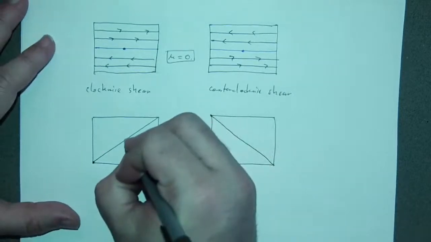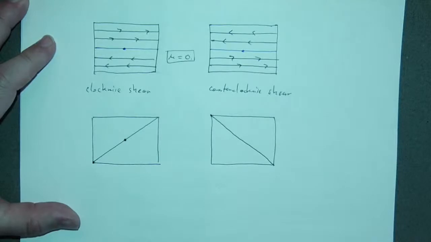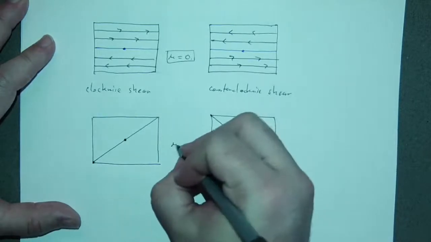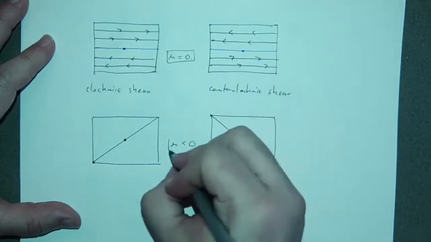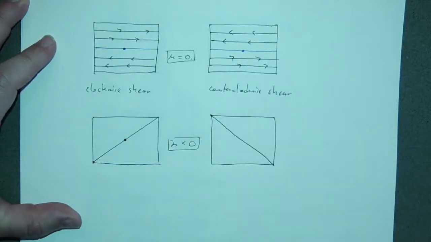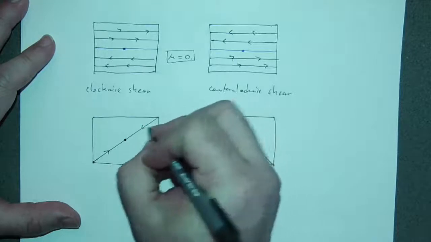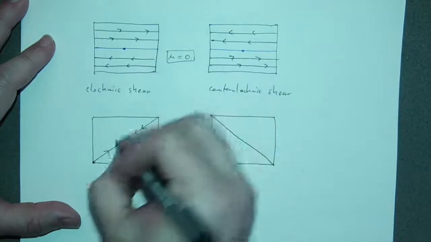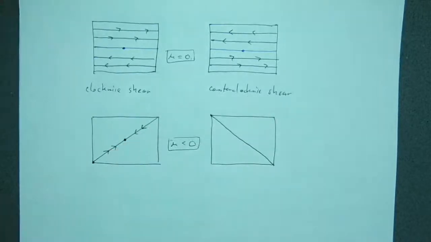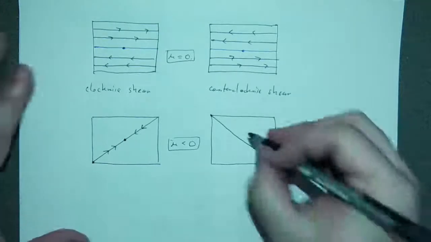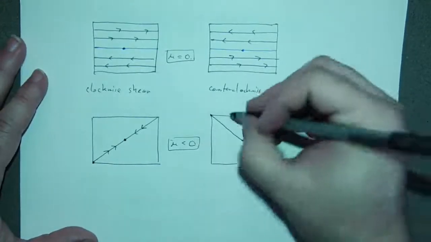Now here's my origin. Now let's say that we are in the mu less than 0 case. So then I have motion towards the origin along my line solution, right? The eigensolution. The same thing is going to be true over here, right? Because mu is negative.